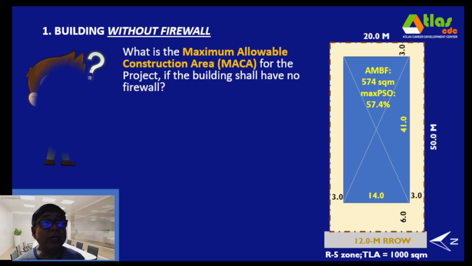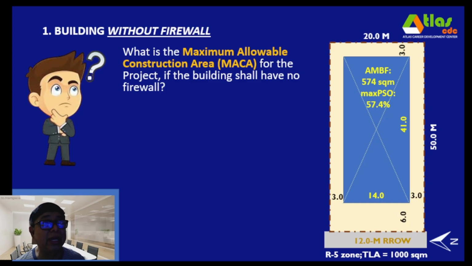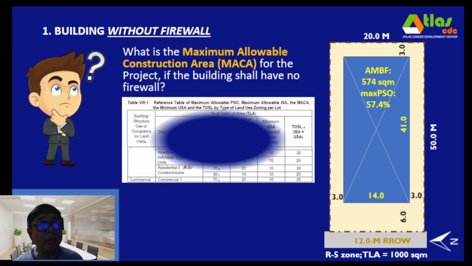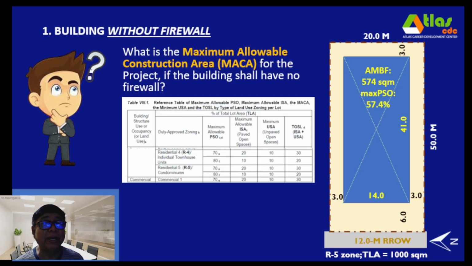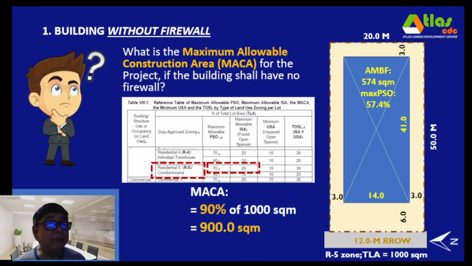And we move on to the maximum allowable construction area, or MACA, for the project if the building shall have no firewall. Our reference also is table 8.1. We only have to add two values, yung maximum PSO dito na 70% plus yung maximum allowable ISA na value dito, which is 20%, will give you a MACA of 90%. So that will give you 900 square meters.